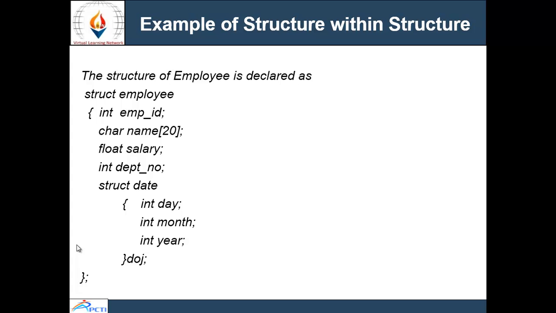So an example of structure within structure is like this. Here struct employee, int empID, name, salary, department number are the members of the main structure, and I am declaring here a nested structure, that is date, and the members of this structure are day, month, year. At the end of this structure, I am declaring here a variable, that is dog, that will access these members.